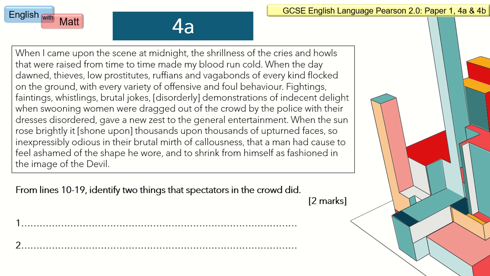So from lines 10 to 19, which is what we've got here, identify 2 things that spectators in the crowd did. So there's quite a rowdy crowd here. We've got to list down 2 things that the people in the crowd did.